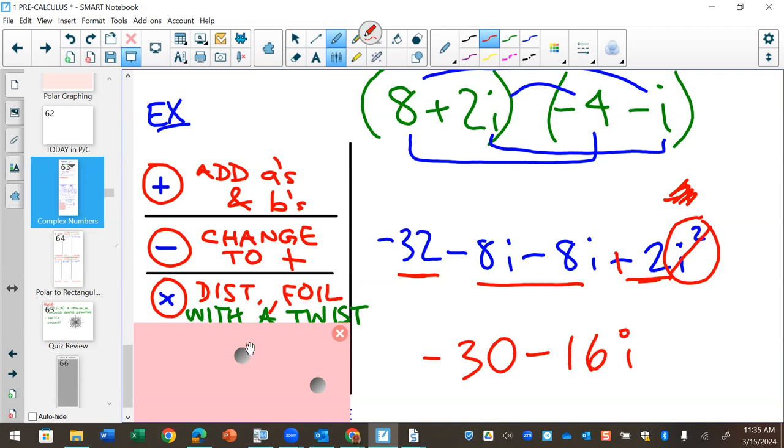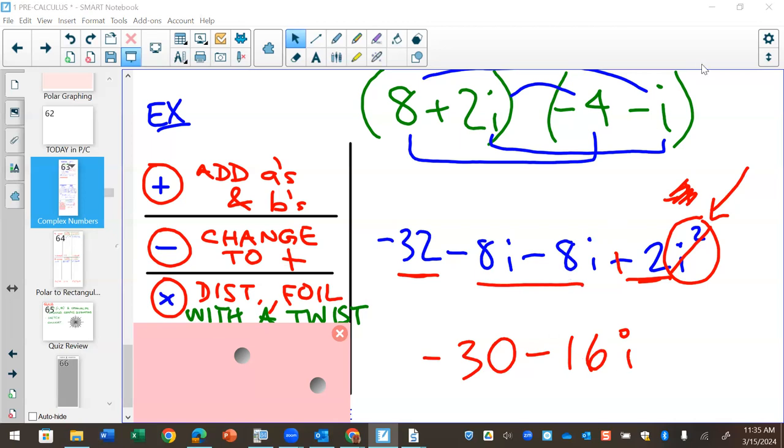Okay, so star that one. Okay. The i squared will always change to negative 1, which means cross out and change. So not minus 2 anymore. Plus 2. Okay, that was multiply. I think we'll do divide when we get back. I know, exciting. Can't wait. We'll wait.